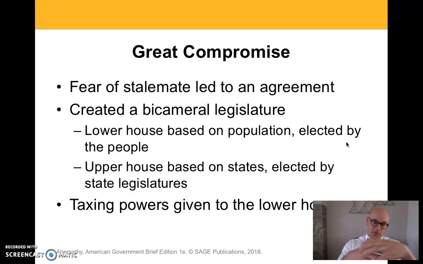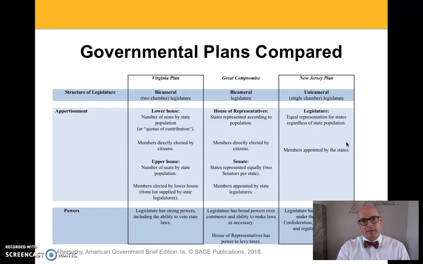And the lower house solves the problem of how we represent individuals. The upper house represents how we give power to the states. So every state's equal in the upper house. In the lower house, all of the individuals are equal. This is the Great Compromise.